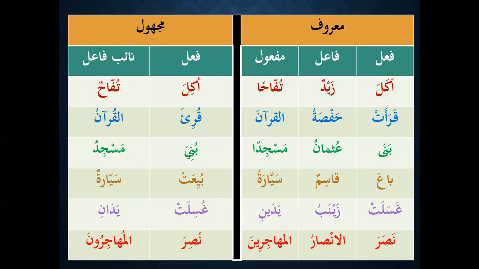Okay. So you make it into majhul form. How do you do that? You have this fu'ila scale. Fi'il becomes, the fi'il scale is fu'ila. Ukila. So akala, ukila. Qara'a, quri'a.